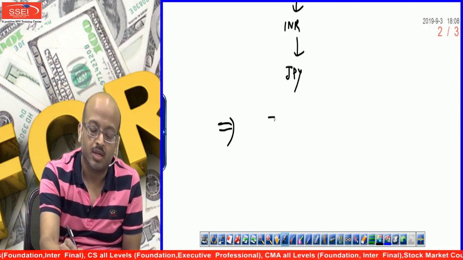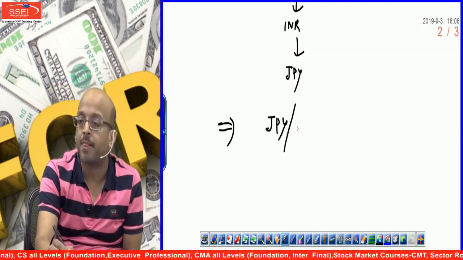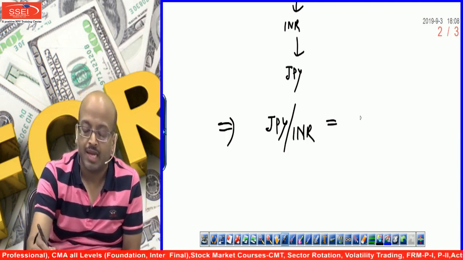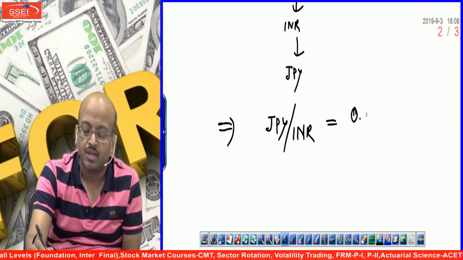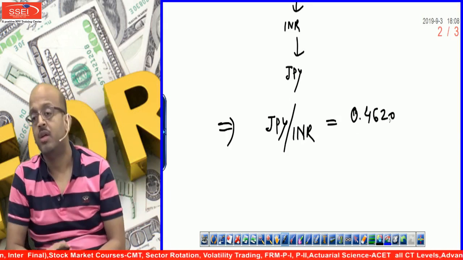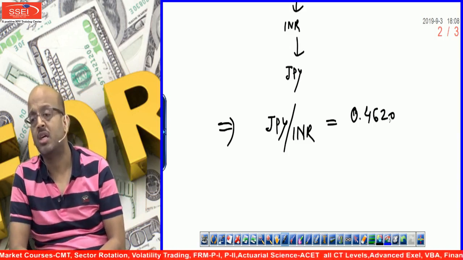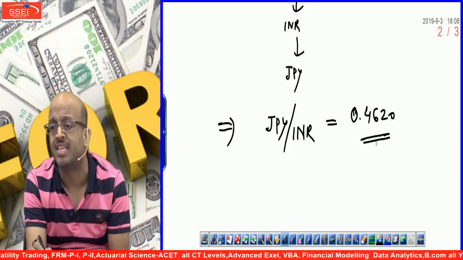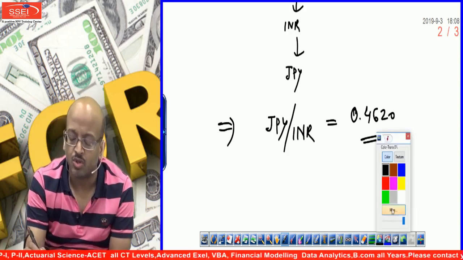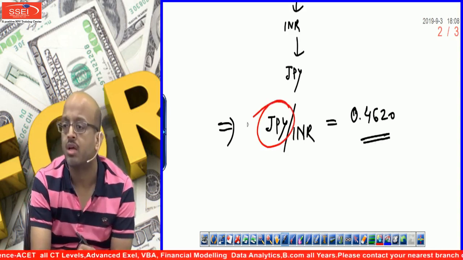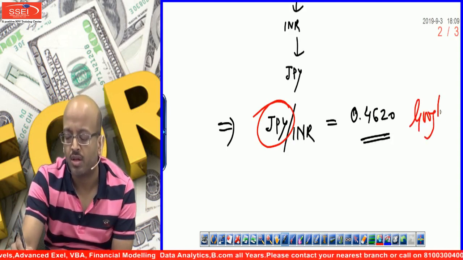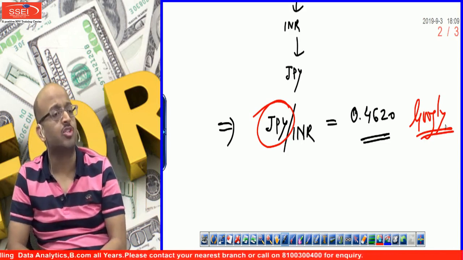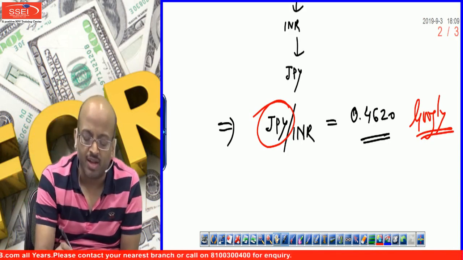Implies JPY/INR equals 0.4620. Yes, it is the price of what? It is less than 1. You have to look at it. It is less than 1, so it is the price of the cheaper currency. Which is cheaper? JPY. So there is a googly over here. Because the rate was less than 1, we understood it is the price of the cheaper currency, JPY.